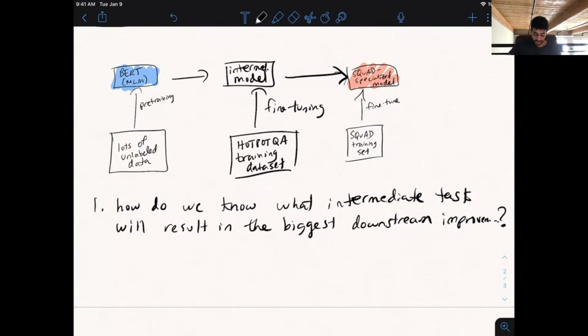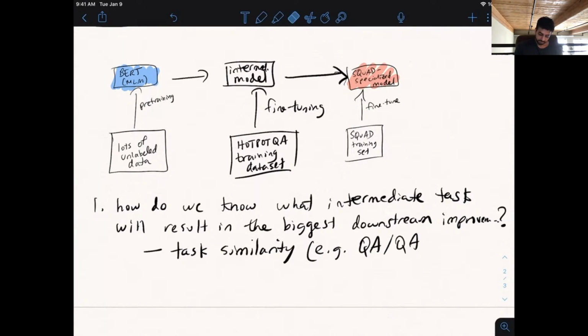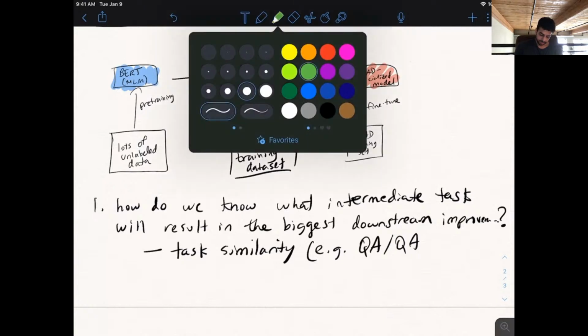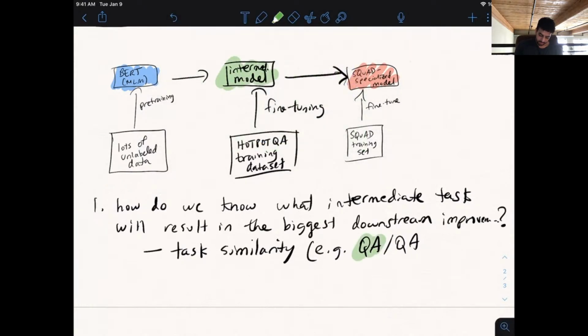But there are many different factors, right? So one is task similarity. So this is QA. This is the intermediate task. Maybe I'll highlight these to make them more clear. Use green here. So this is QA for the intermediate task, and then QA for the downstream task, like HotpotQA and SQuAD are both QA tasks. Versus sentiment.